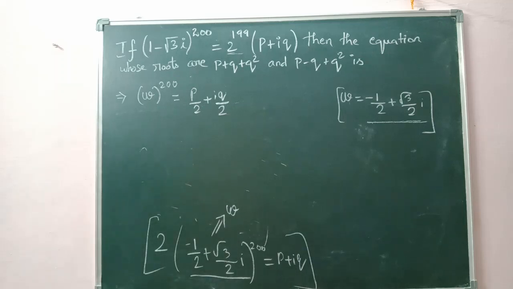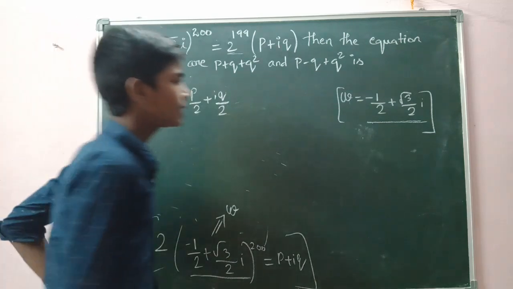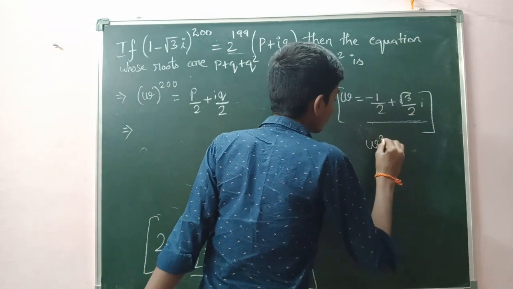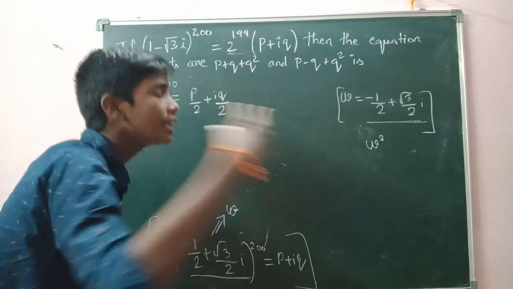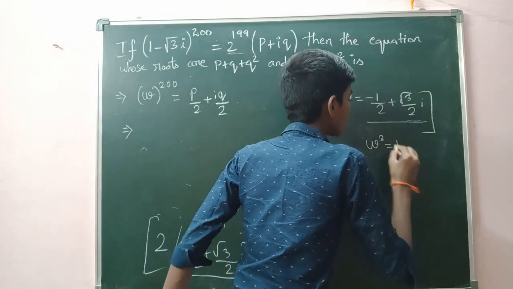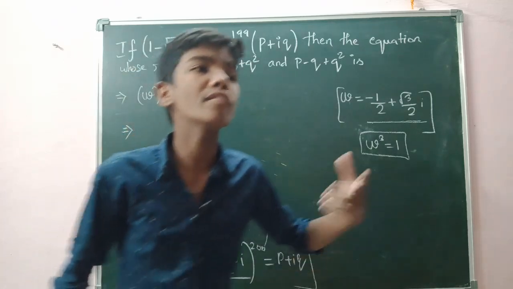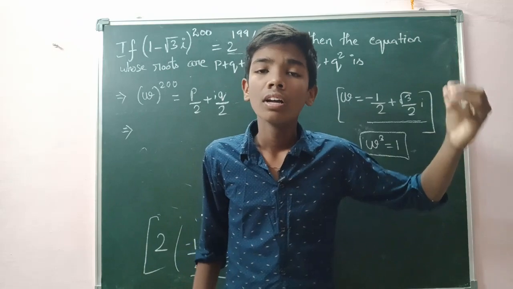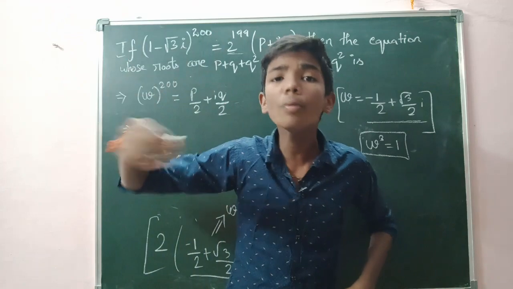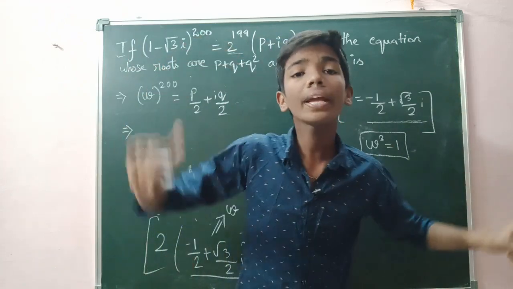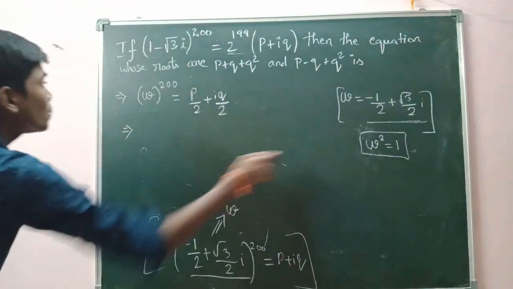What you guys are supposed to do is, we know one property now, it's a basic thing. Omega cube, omega raised to power 3 or omega raised to power integral multiples of 3, will always be 1. I hope you guys know that. In complex numbers itself, you would have learned this when you covered the topic of cube roots of unity. So omega raised to power 3 or omega cube will always be 1, and also omega raised to power integral multiples of 3 will also be 1. I'm going to use this particular property.